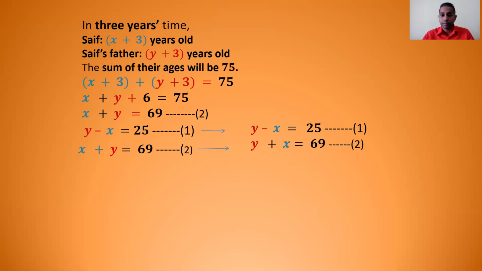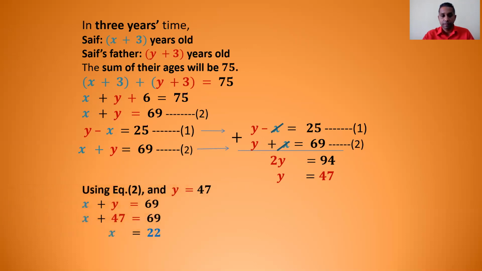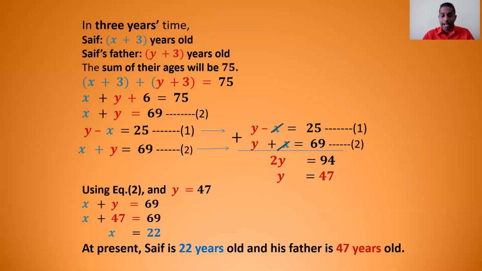Now we can proceed with the elimination method. We are going to add the two equations to eliminate the x terms. By doing so, we get y is equal to 47. That is, the age of Saif's father is 47. With this information, we can find the age of Saif and we obtain x is equal to 22. So the solution to this question, students, is that at present, Saif is 22 years old and his father is 47 years old. Here are some questions for you to practice.